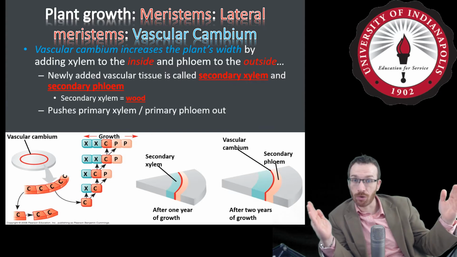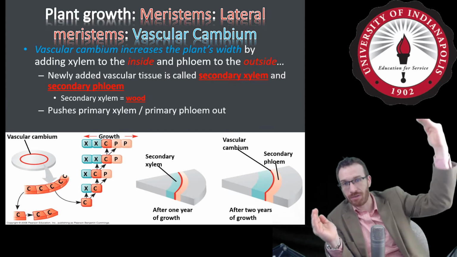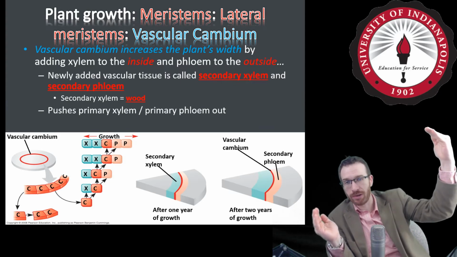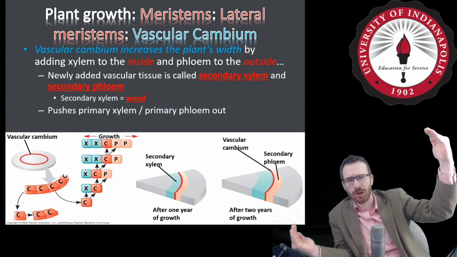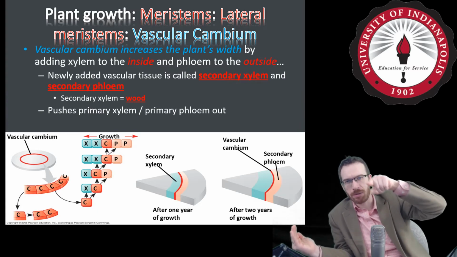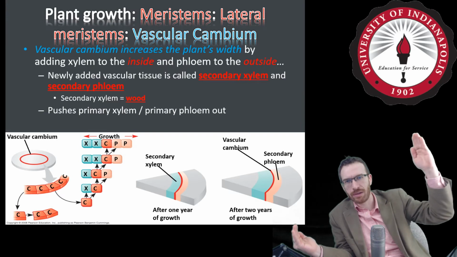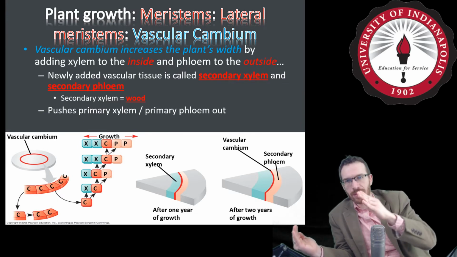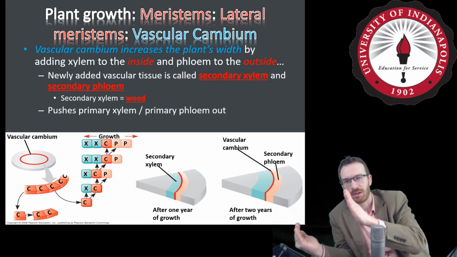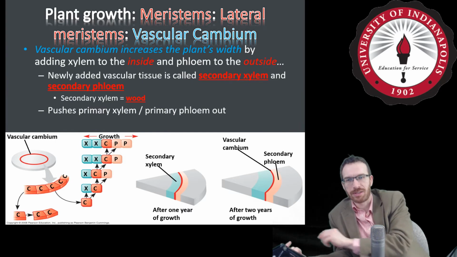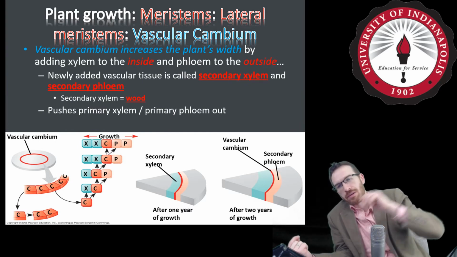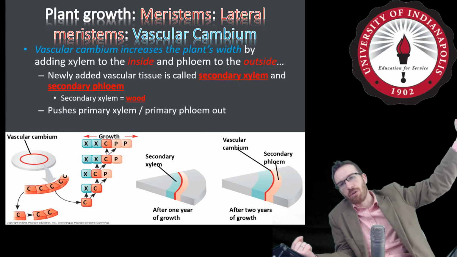So if we look at a really old plant, it's going to have primary phloem all the way out here, primary xylem all the way up here, and then the vascular cambium in the middle, and everything here is going to be secondary phloem, and everything here is going to be secondary xylem, and then this is going to be the center of the plant right here. And then the bark is all the way out here.